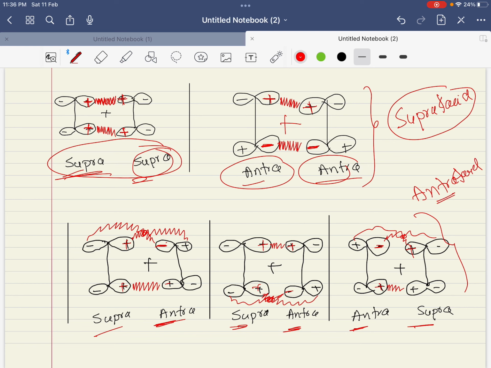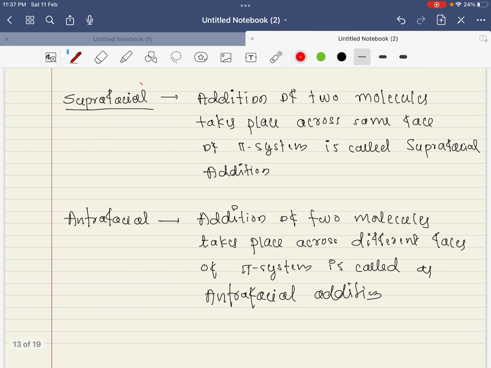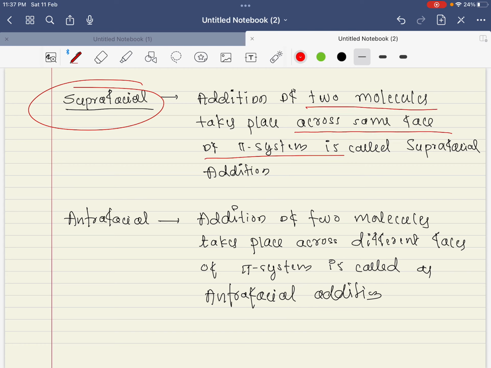So you understood the meaning of suprafacial and the meaning of antarafacial. Suprafacial means addition of two molecules across the same phase. Antarafacial means addition of two molecules across a different phase. We'll put it in terms of words. Suprafacial means addition of two molecules across the same phase of the pi system. Antarafacial means addition of two molecules across the different phase of the pi system.